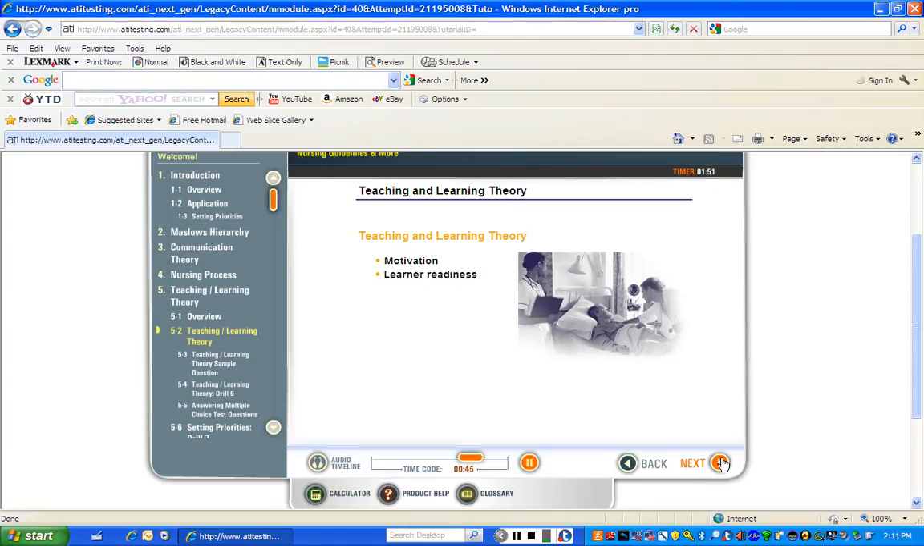Remember that the most carefully constructed teaching plan will not do any good if the learner is not motivated or ready to learn. Let's take a look at a priority question that would require us to use teaching learning theory to eliminate distractors and choose the correct response.